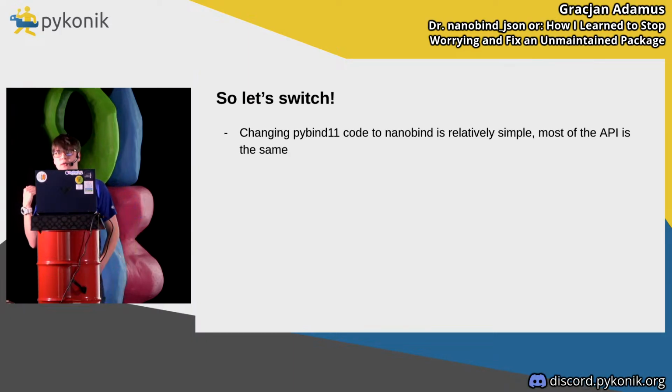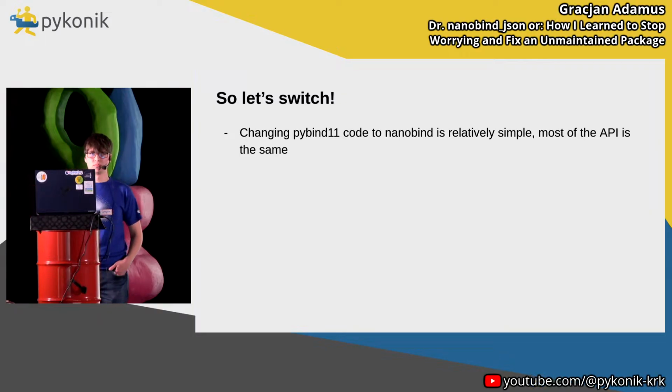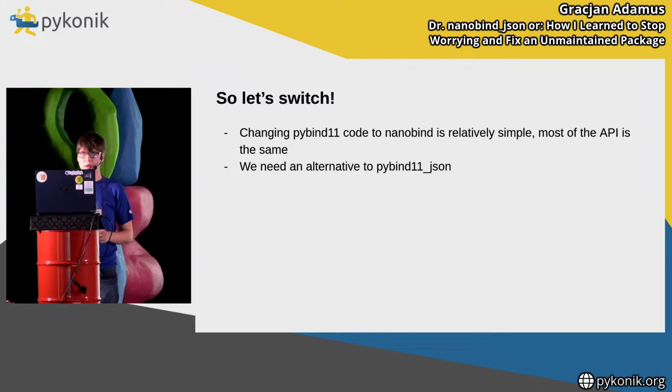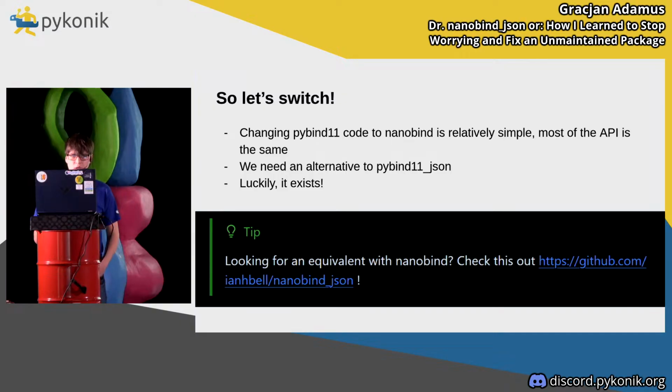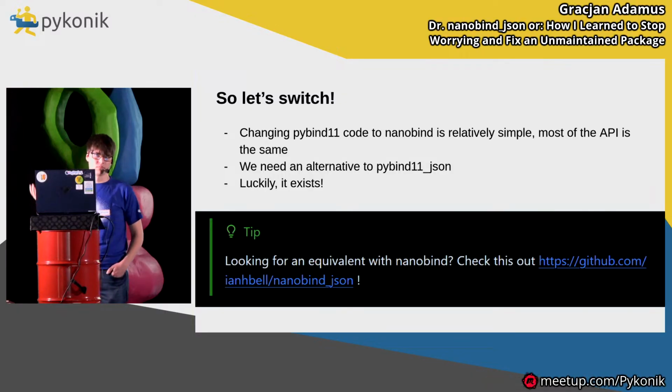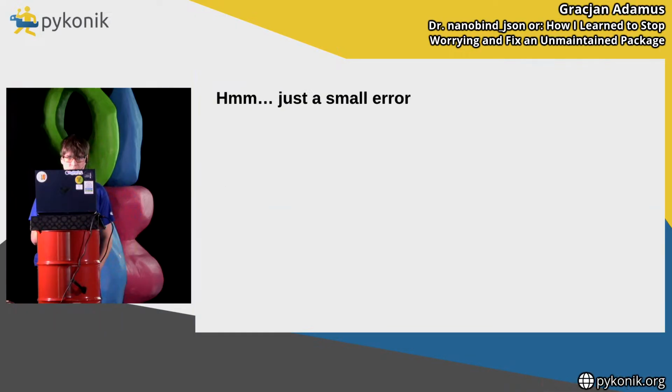As I said, the API is very similar, so just changing the code, the module building part to nanobind wasn't that hard. It was basically renaming some of the functions, reading the documentation. But we needed an alternative to pybind11 JSON. But luckily for us, it exists. In the repository for pybind11 JSON, they linked some equivalent for nanobind. Then let's just add it to our project, and let's compile it, right?